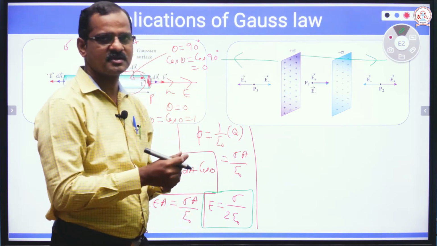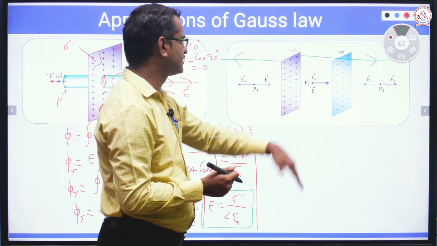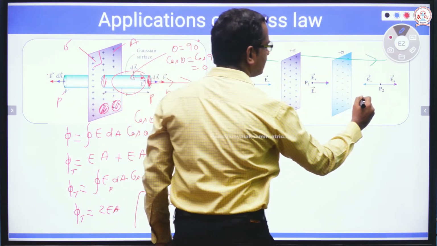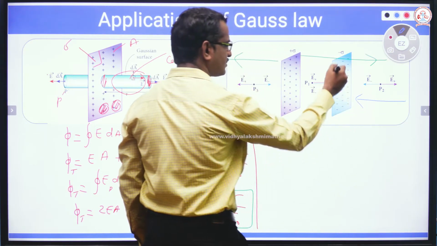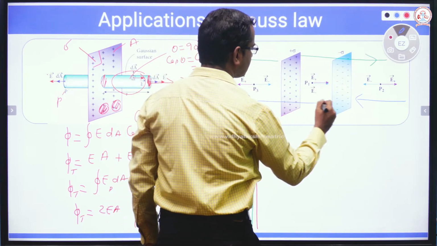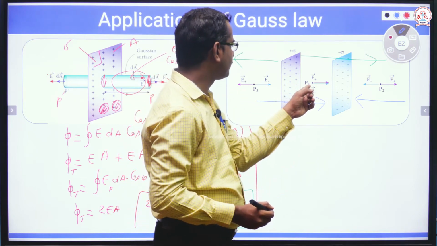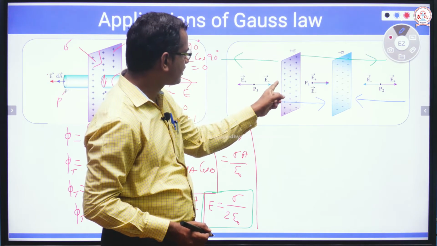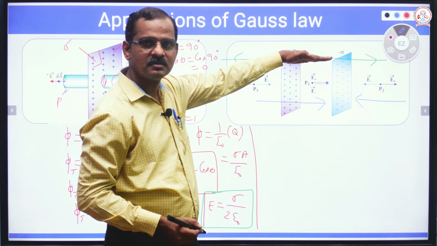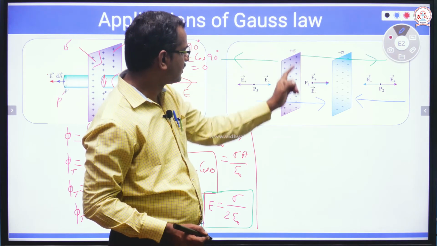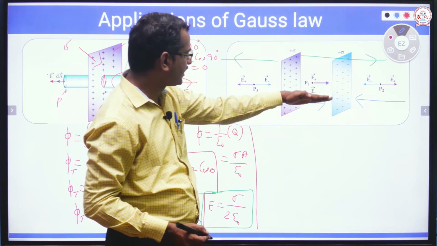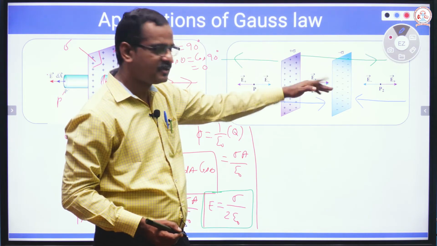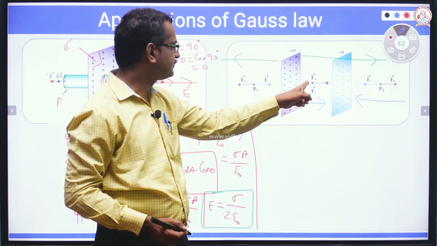Due to the positively charged plate, the electric field will act along this direction. We know that the field lines start at positive charge, isn't it? So, electric field will be along this direction. Due to the negatively charged plate, the electric field direction will be like this, towards the charged plate. At point P1, the electric field due to the positively charged plate is along the positive x-axis. The electric field due to the negatively charged plate is also along the positive x-axis. So both electric fields are parallel, therefore they are added up.